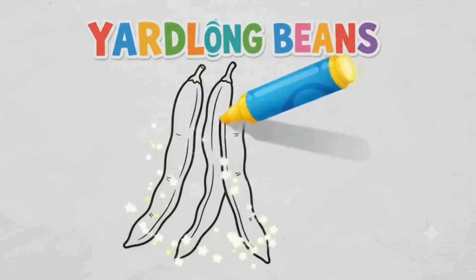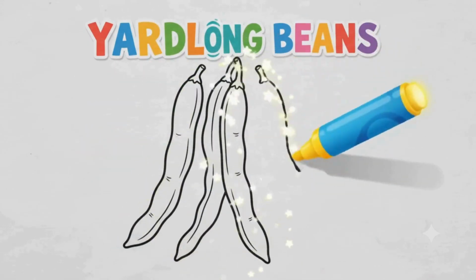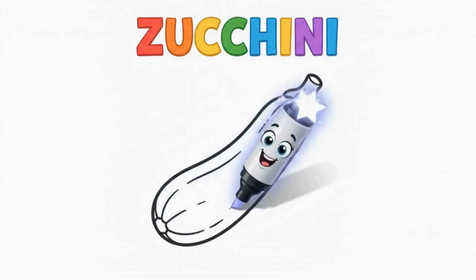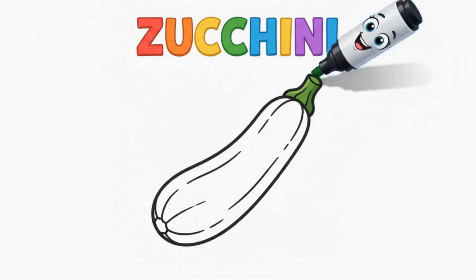Yardlong beans. Yardlong beans are green in color. Zucchini. Zucchini is green in color.